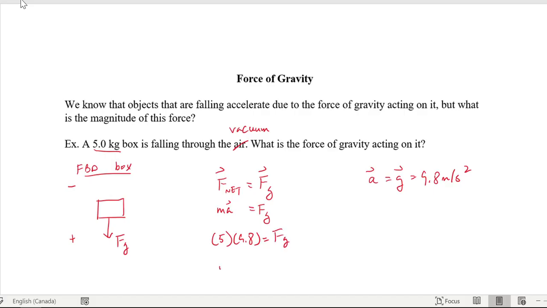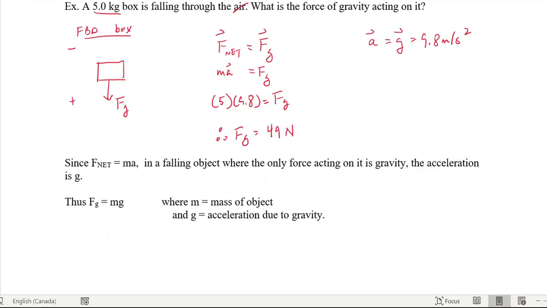That's Fg. And therefore, the force of gravity is equal to 49 newtons. So based on this diagram, we can see that the Earth pulls down on that box with a force of 49 newtons. That's how hard it's pulling down. So based on what we calculated here, what we know is that Fg, the force of gravity, is really equal to mg, mass times the acceleration due to gravity. And this is our equation, okay, for force of gravity.